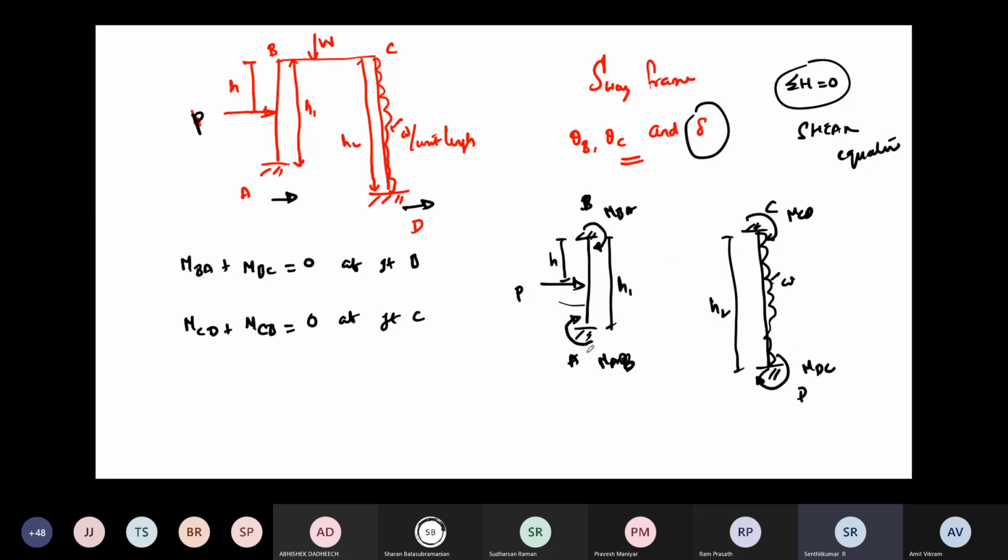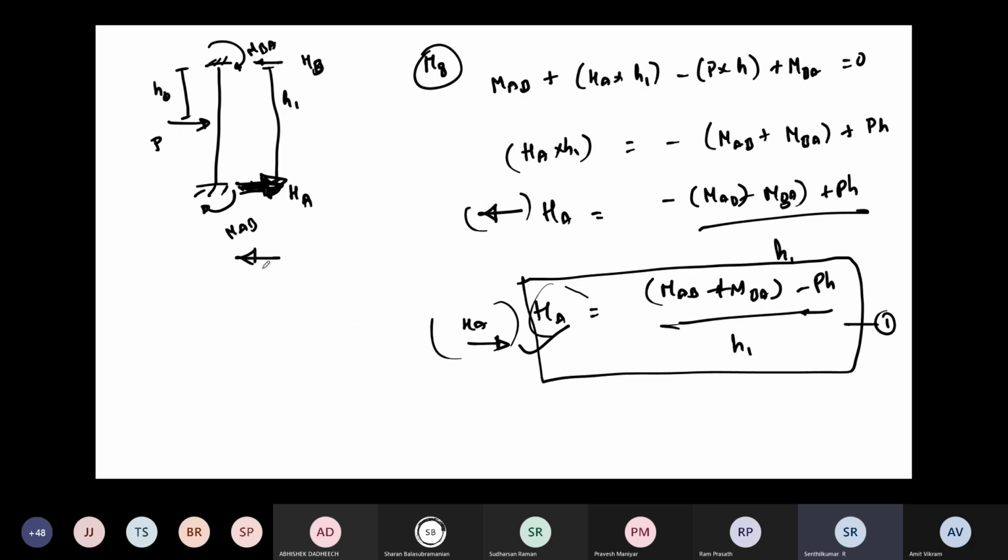So why are we doing that? I'm going to find out the reactions developed at A and D. So take this member AB. I'm going to find the reaction developed at A. So first I assume everything is in the positive direction, like we do for a beam. MAB is in the clockwise direction, so MAB plus HA into H1, this is clockwise, so this time I assume HA in this direction. Then this is anticlockwise, minus P into small h, plus MBA is clockwise, equal to 0. So when I do that, I am getting HA as minus of MAB plus MBA by H1, plus P into h by H1.